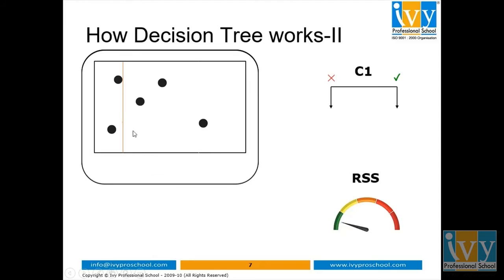It chooses, suppose, the right half, whichever it thinks is the best for it, and it makes another split and checks what is the RSS value. It's a really high value. It cannot be chosen. It goes for another one, another split, and the RSS is really minimized. It chooses this split, and another decision split has been made. This is the basis of how a decision tree works.